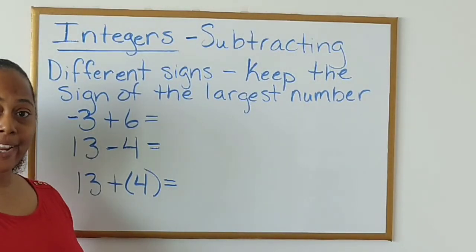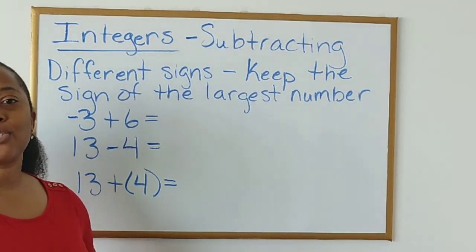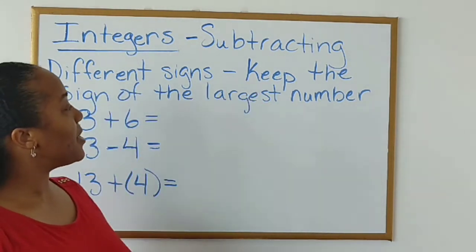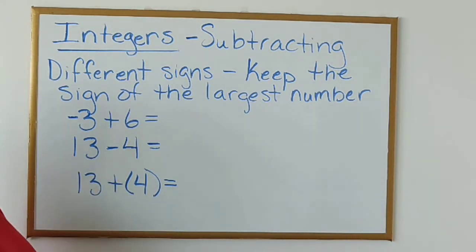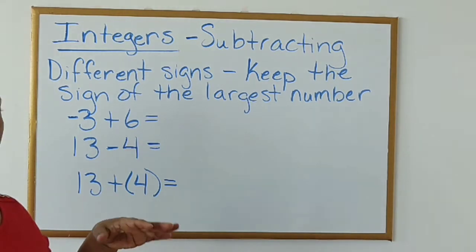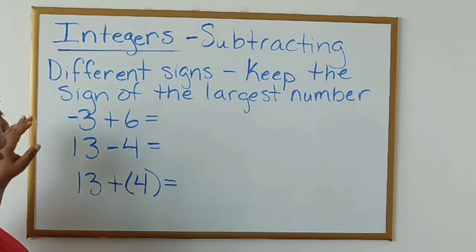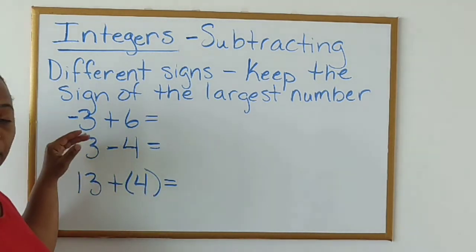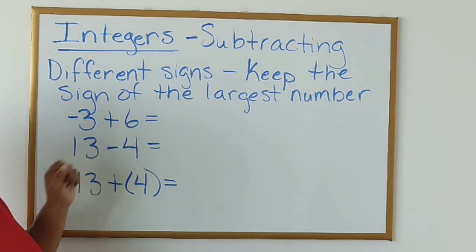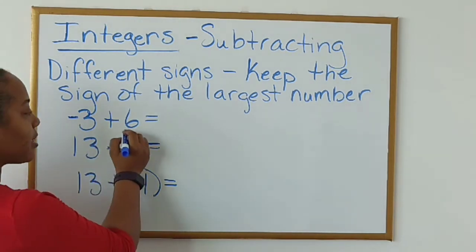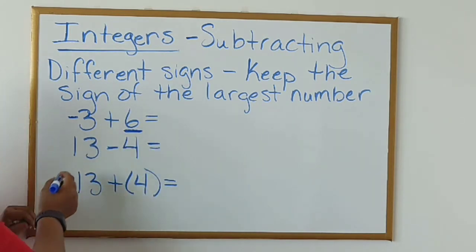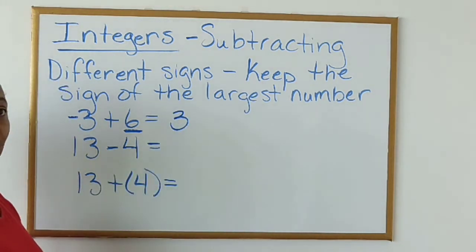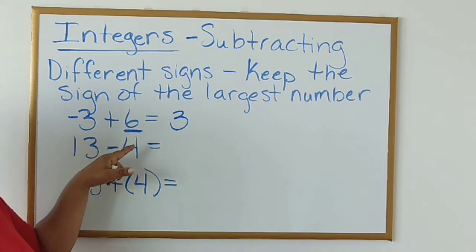Okay, so now we are subtracting integers. Now when you subtract integers, it's a little bit different than adding. When you have two different signs, you keep the sign of the largest number. So basically when you have two different signs, you are going to subtract them and then keep the sign of the largest integer. So for example, the first problem here, we have a -3 plus 6. Well, we know our answer is going to be positive because 6 is the largest number. So what is 6 minus 3? It is 3. So there's our answer, and it is positive because the largest integer is positive.